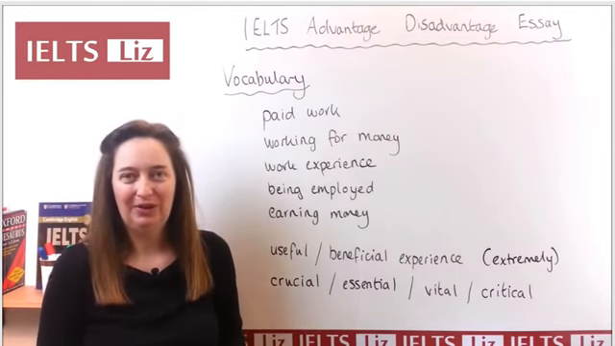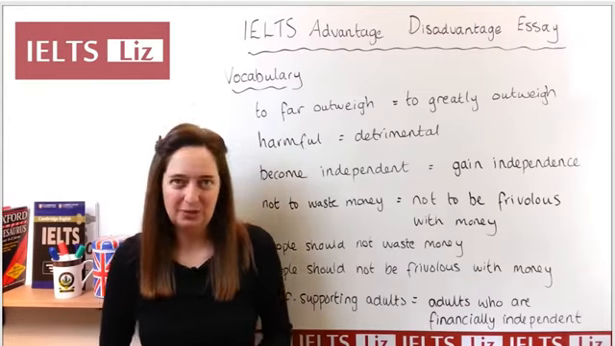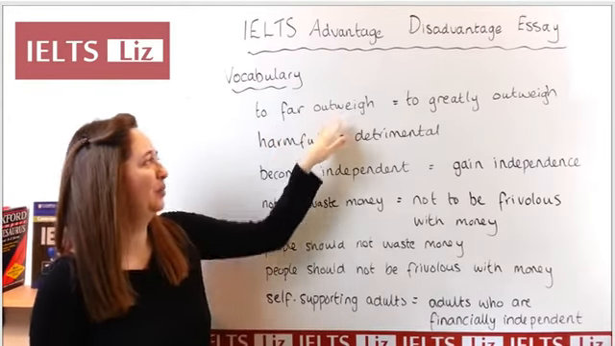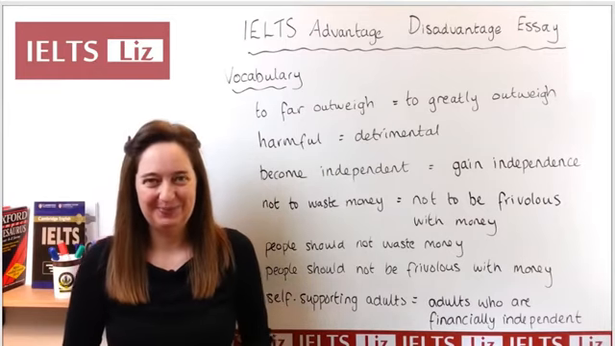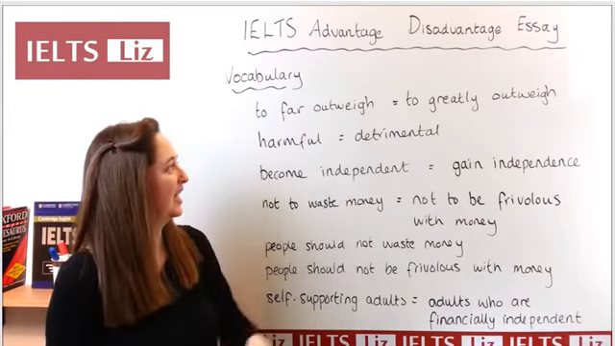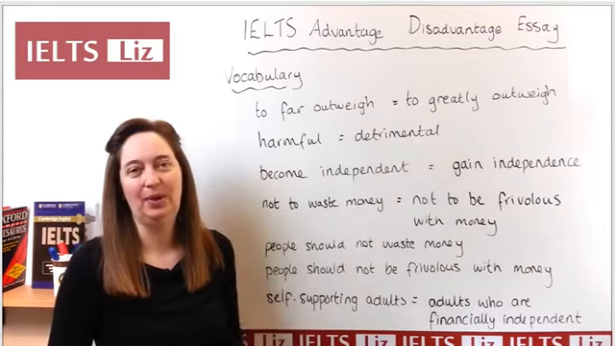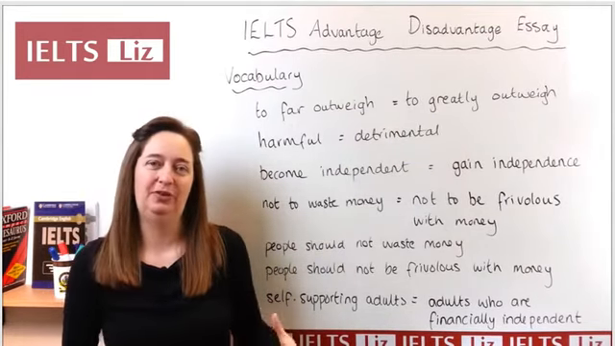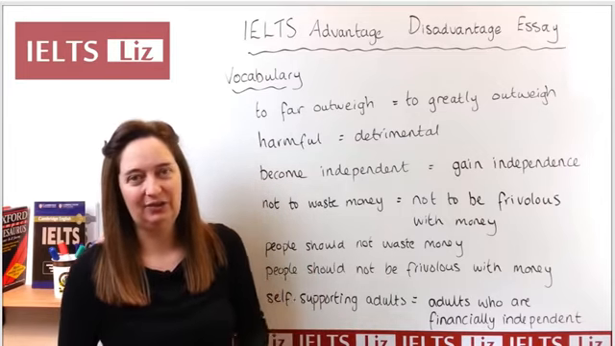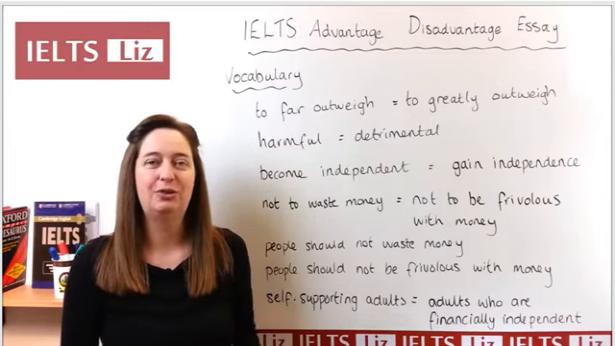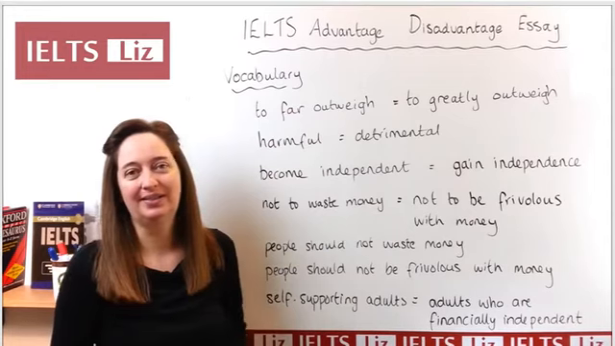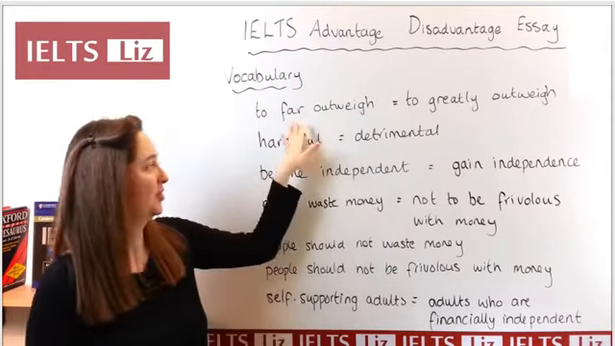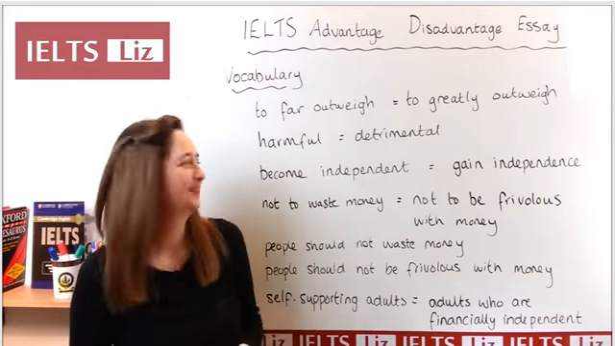Let's have a look at some more vocabulary. In the essay, we expressed our opinion that the disadvantages far outweigh the advantages. And of course, if you want to paraphrase that, you could say greatly outweigh. And we use far and greatly when we believe there's a big difference between the advantages and disadvantages. So if that is your opinion, you can use those words. If you feel that the difference isn't so big, then just omit the word, don't use it.